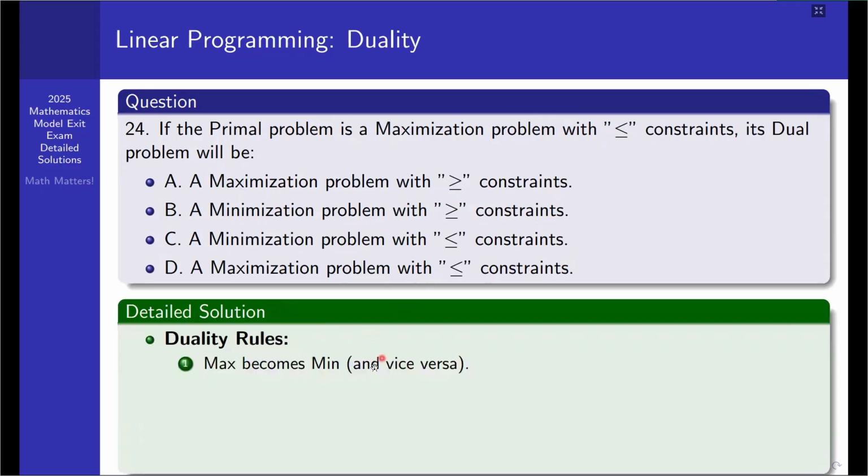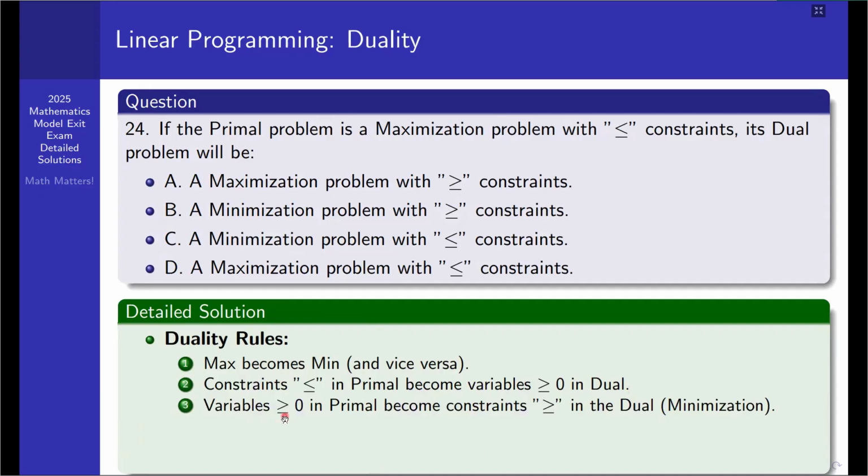First, let us see the duality rules. It says the maximum becomes a minimum and vice versa. If there exists a maximum, there will be a minimum, or if there exists a minimum, there will be a maximum, so the maximum becomes a minimum, or the minimum becomes a maximum. The constraints less than or equal to in primal become variables greater than or equal to 0 in dual.